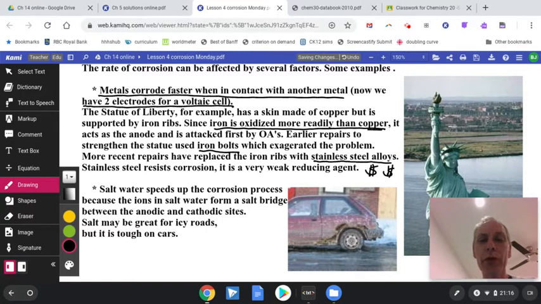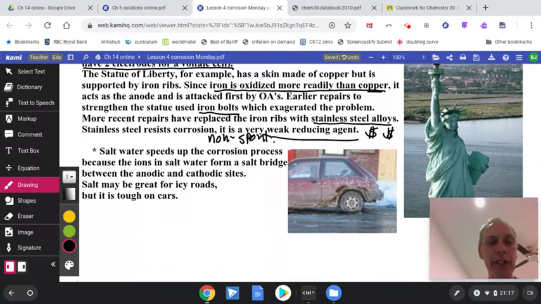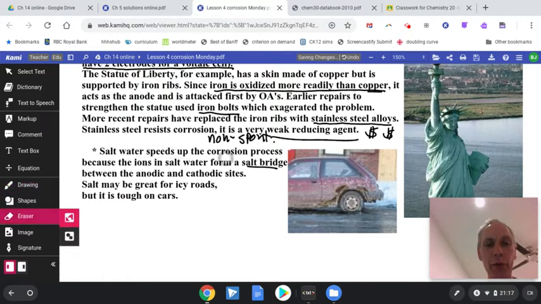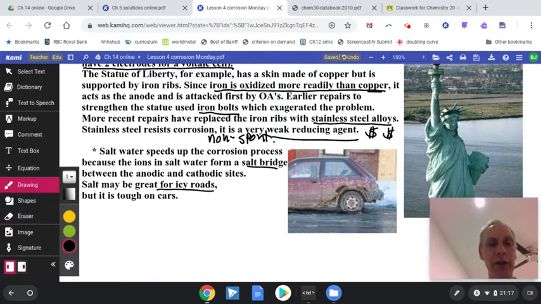It is an extremely weak reducing agent, so we have a non-spontaneous redox reaction. In other words, nothing happens. So she's in good shape now thanks to her stainless steel alloy ribs. As I said, salt water speeds up corrosion because you're basically making a salt bridge. And so if you really want to speed up corrosion, put salt on the roads. So it's good for melting the ice, but it's tough on cars.